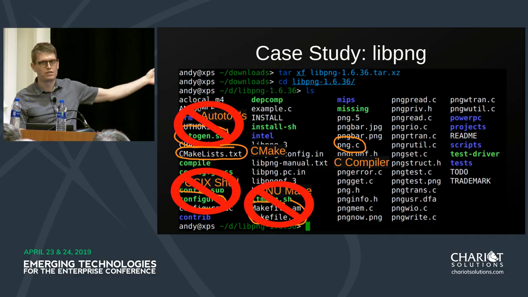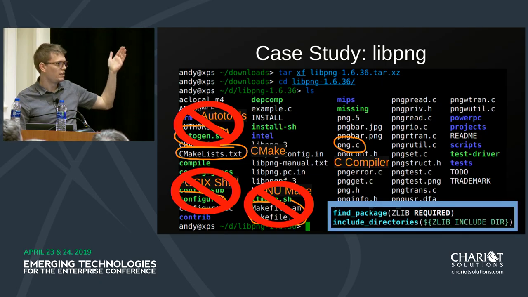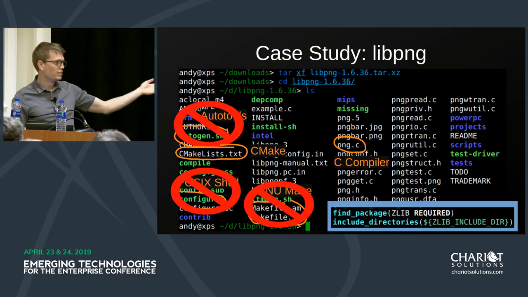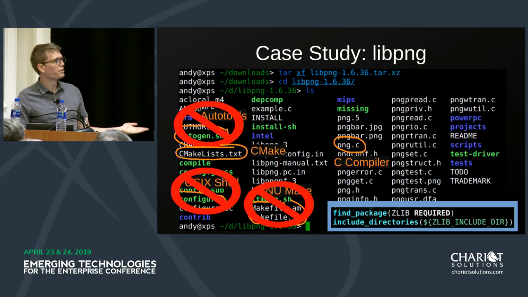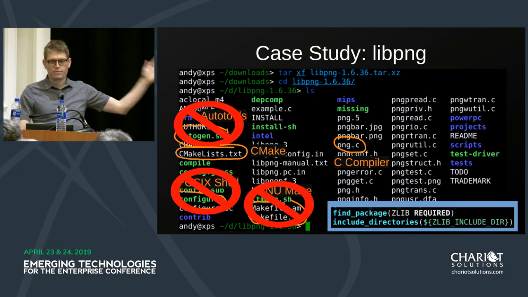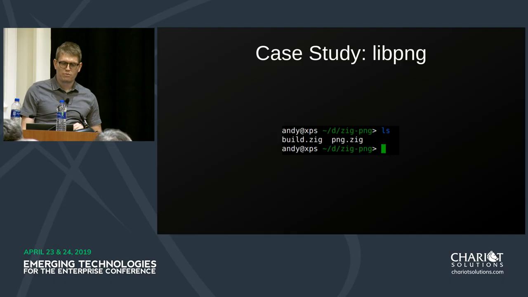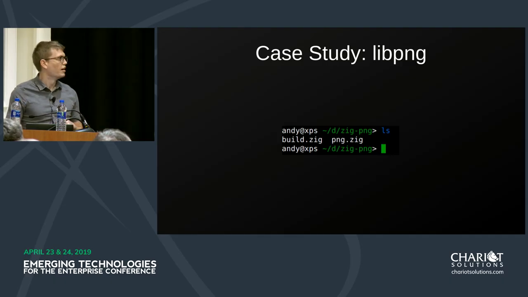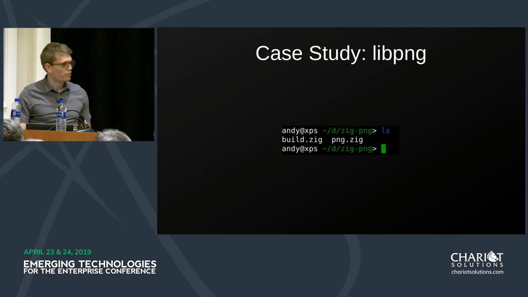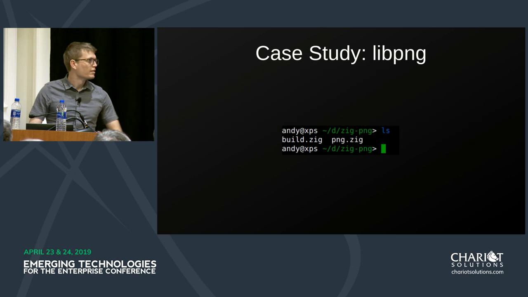It's unpredictable, and they just want to stop getting bug reports for people not being able to build their code. What's not obvious from this list of files is that it also depends on zlib. And so again, you have to install a different library before this will even work. So that's just the status quo. Let me show you what it would look like if we had coded libpng in Zig. And if we didn't want all the man pages and stuff.